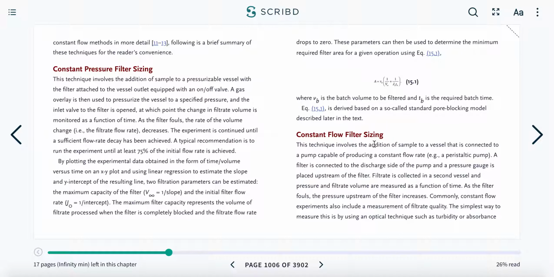Constant flow filter sizing. This technique involves the addition of samples to a vessel that is connected to a pump capable of producing a constant flow rate, for example a peristaltic pump. A filter is connected to the discharge side of the pump and a pressure gauge is placed upstream of the filter.